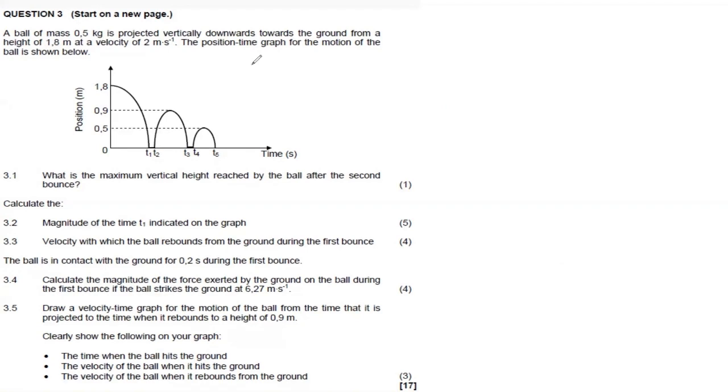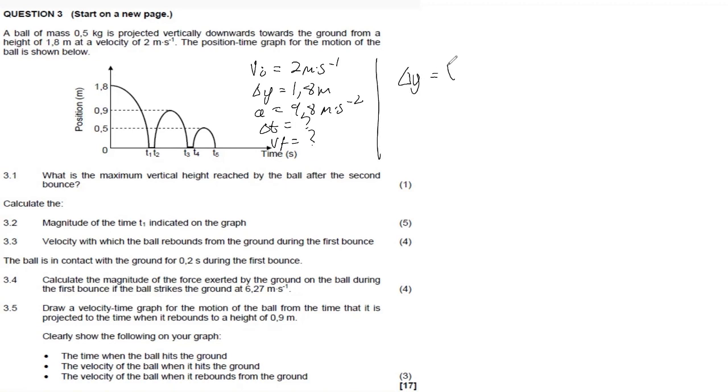Another learner could say, yes, I have my V initially 2 meters per second, and then my delta Y is 1.8 meters. And then I also have A, which is positive 9.8 meters per second square. And then now I'm looking for delta T. So another learner could just say, yes, I do not have VF, so I'm just going to refrain from any formula that has V final. Now, the formula that they would use is this one. Delta Y is equals to VI multiplied by delta T plus half A delta T square.